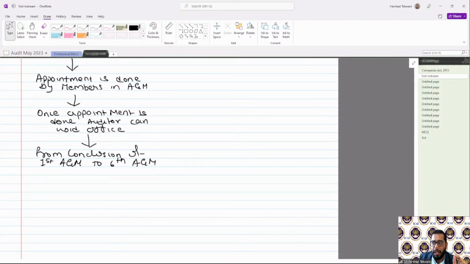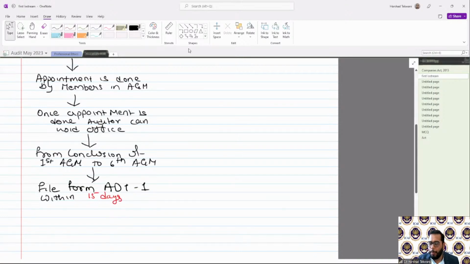And then the auditor is required to file form ADT 1 within 50 days from appointment. So that is the basic provision which talks about the appointment.